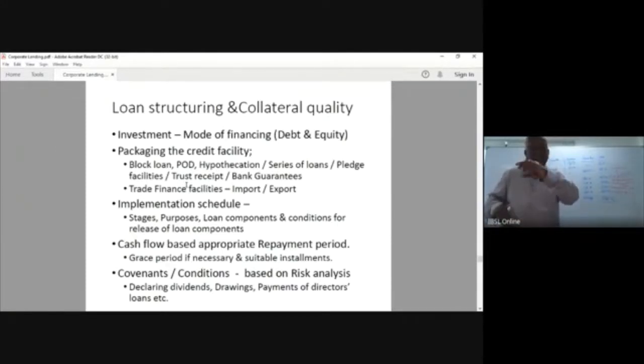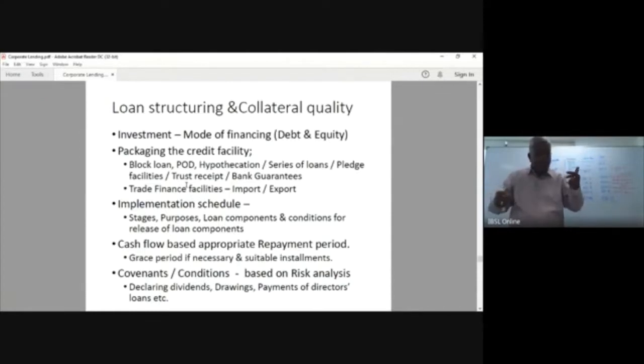While doing this, I have already told you, credit appraisal is the risk analysis. So based on the risk you have identified, provide conditions, that is safeguards to prevent those risks. You provide safeguards by way of conditions and covenants. That is based on the risk analysis. Maybe there are so many conditions and covenants you can put.